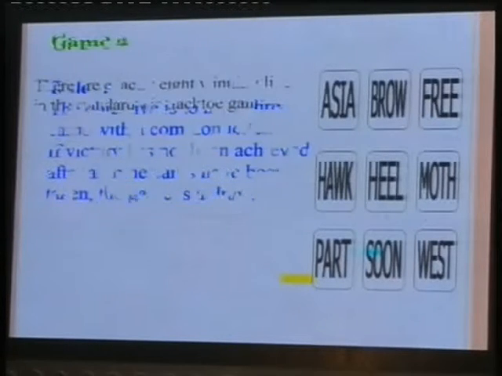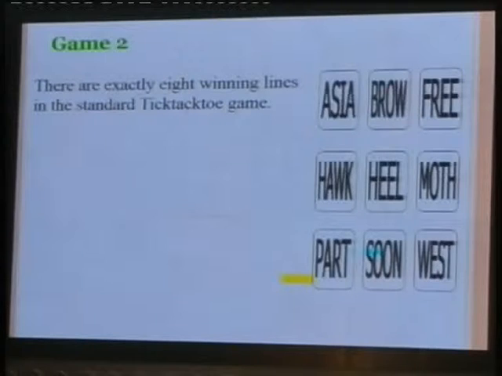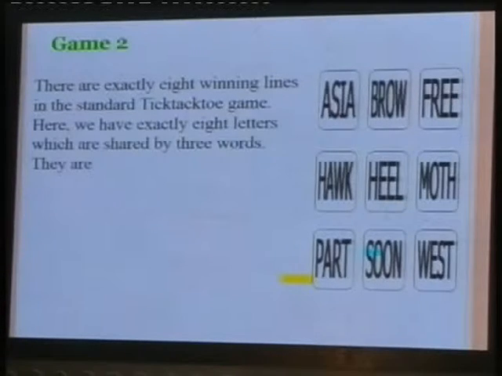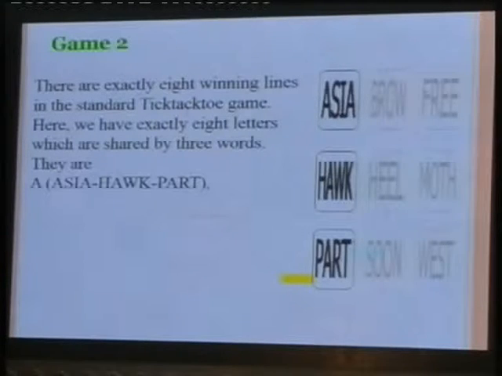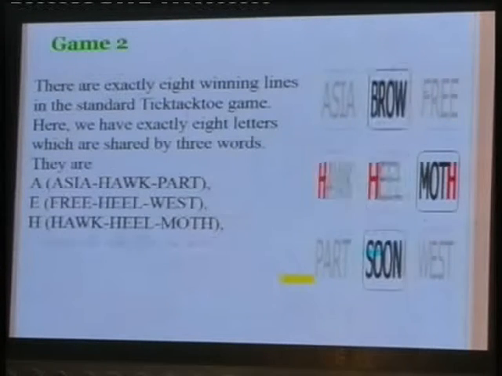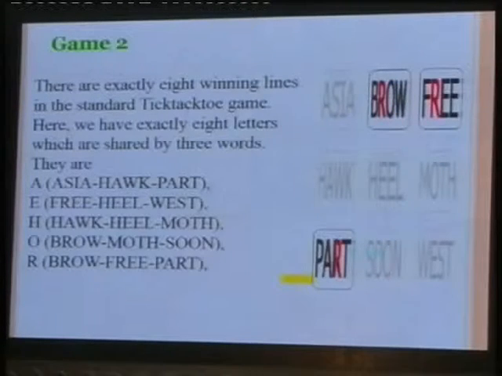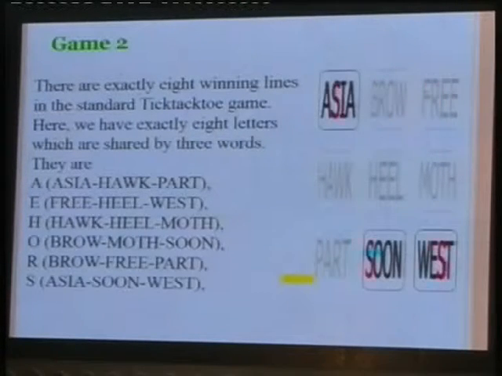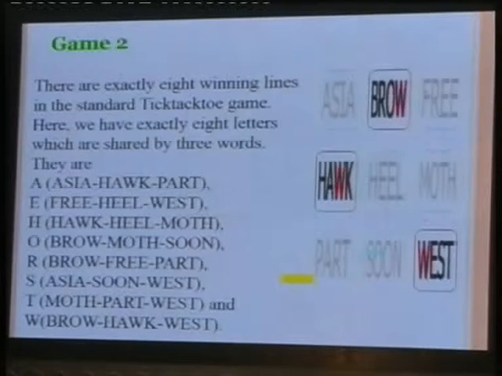We noticed that in tic-tac-toe, in the standard 3x3 grid, you want to get 3 in a row, and we know there are 8 winning lines. After analyzing this game, looking at all the different ways you can win, you notice there are also 8 possible ways to win. You look at the A's and write them down. Look at the E's, there are 3 words that have E's in them. H's, there are 3 words that have H's in them. O's, R's, S's, T's, and finally the W's.